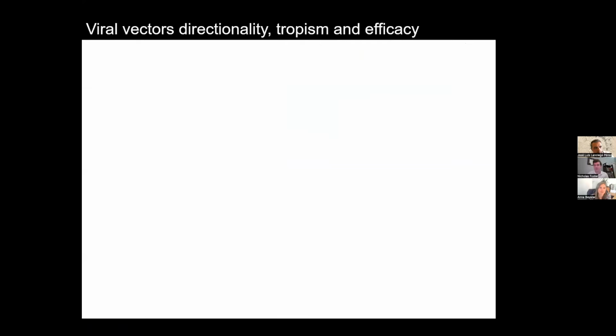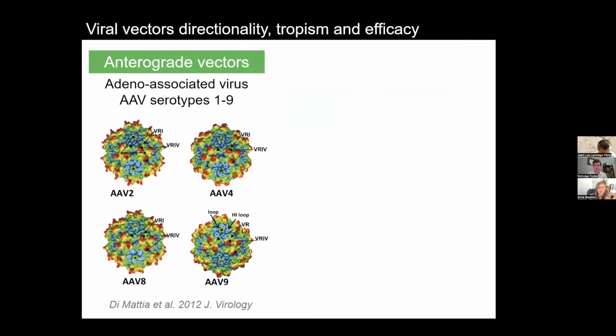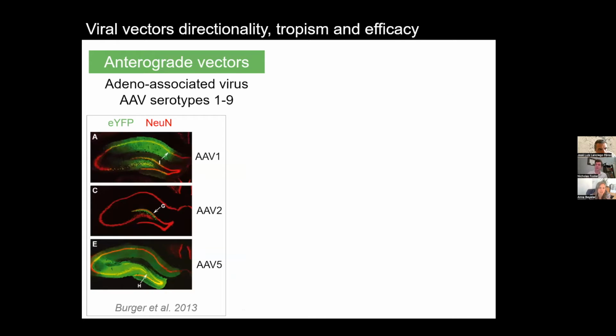So as for tracers, viral vectors can be anterograde and retrograde. Currently, the most used anterograde vectors are adeno-associated viruses, or AAV, that can come in 9 different flavors, or so-called serotypes. And today, there are also hybrid serotypes between these different versions. The virologists have characterized the molecular properties of these viruses, and you can find very interesting papers on that. But what interests us as neuroscientists is how this affects efficacy and tropism of the viral vectors. And as you can imagine, it does change them.